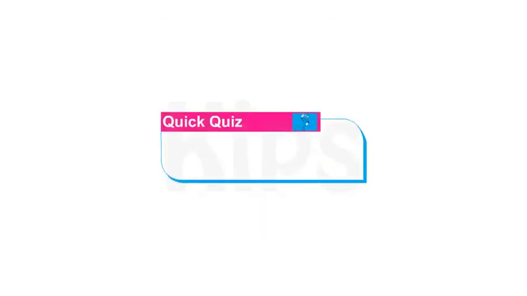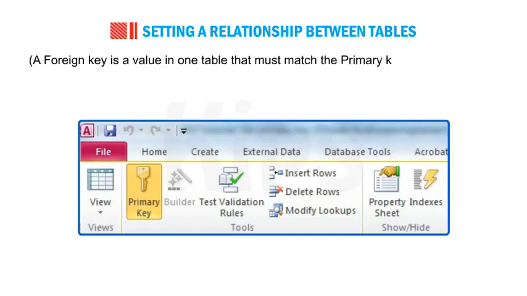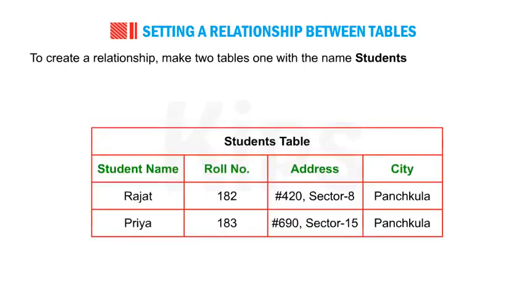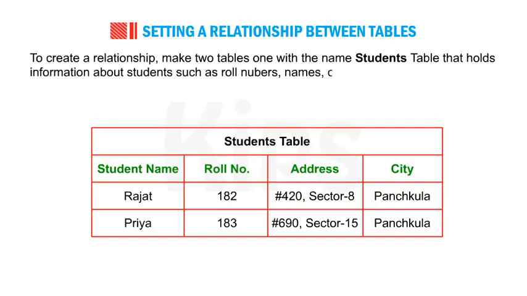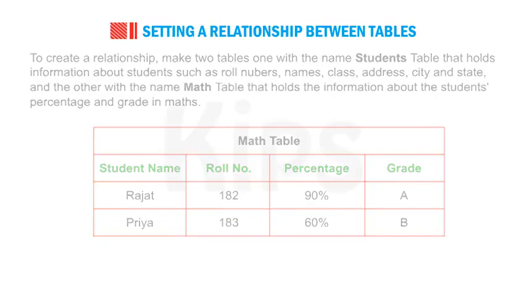Let us take a quick quiz. Define relationships in a table. A foreign key is a value in one table that must match the primary key in another table. To create a relationship, make two tables, one with the name students table, that holds information about students such as roll numbers, names, class, address, city and state, and the other with the name maths table that holds the information about the student's percentage and grade in maths.